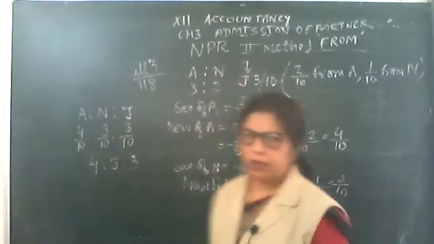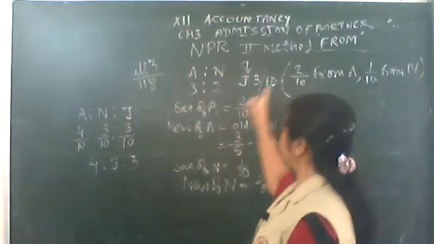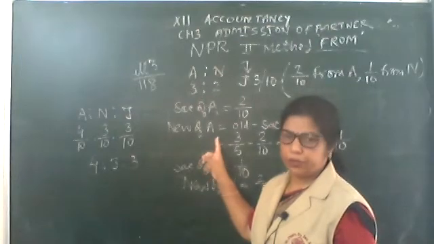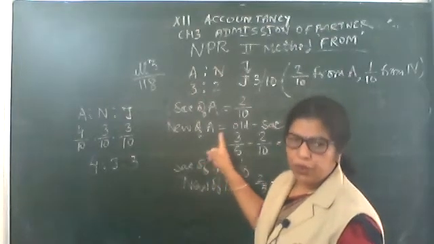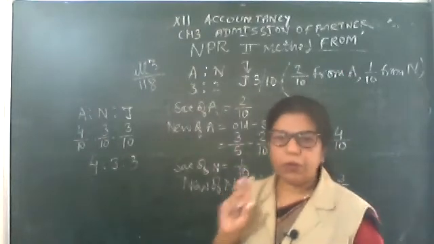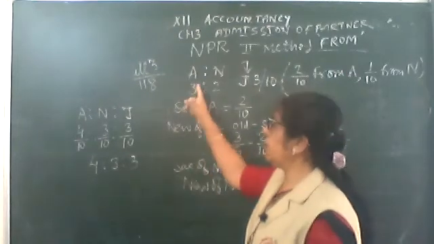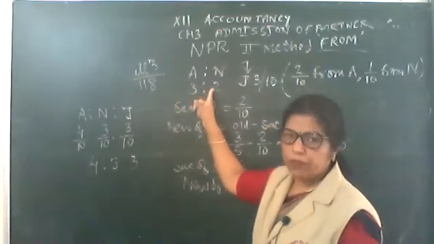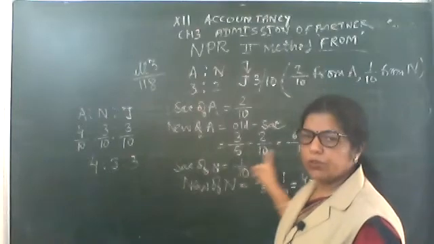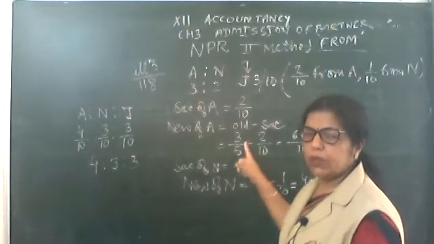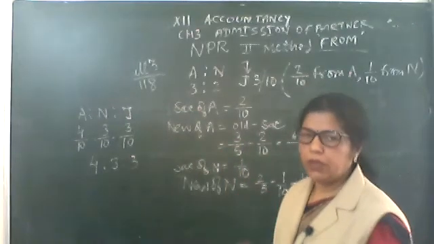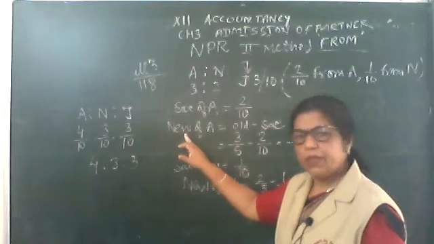When we calculate the sacrifice, 2 by 10 and 1 by 10, then we will calculate the new ratio of A. The new ratio of A is a very simple way. Old means earlier. A was getting 3 by 5, then 2 by 10 she sacrifices. So the remaining part, old minus sacrifice, the part she has given to the new partner, the part remaining will be termed as new.